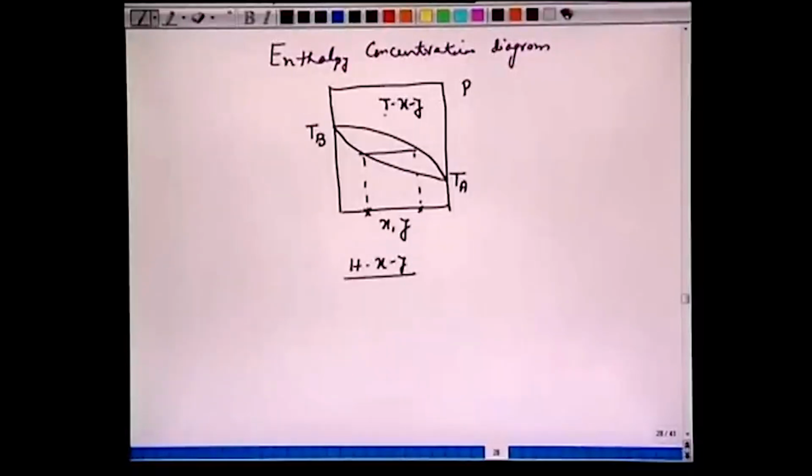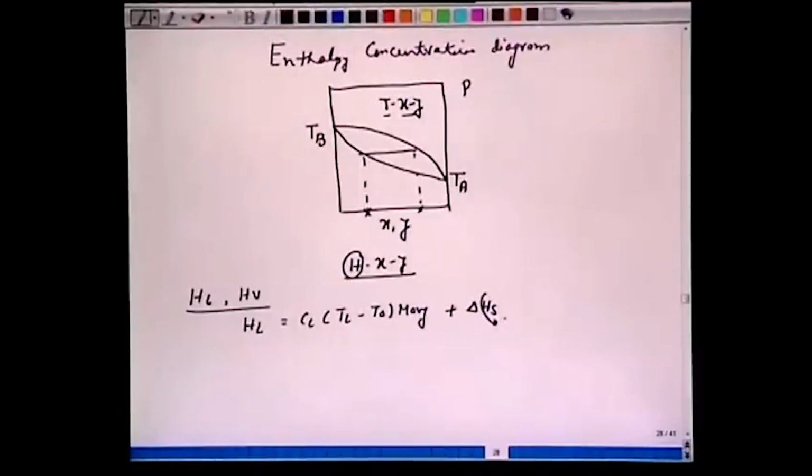Okay, because once the temperature is fixed and mole fractions are fixed, one can calculate the enthalpy. Okay, so before we calculate HXY, let's see how we define HL, the enthalpy of a saturated liquid, and HV, the enthalpy of a saturated vapor. HL is defined as CL times (TL minus T0) times the average molecular weight, plus we can have delta HS, which is the heat of solution. Generally for ideal solutions, the heat of solution is taken to be 0. So for ideal solutions, we don't have this term here.